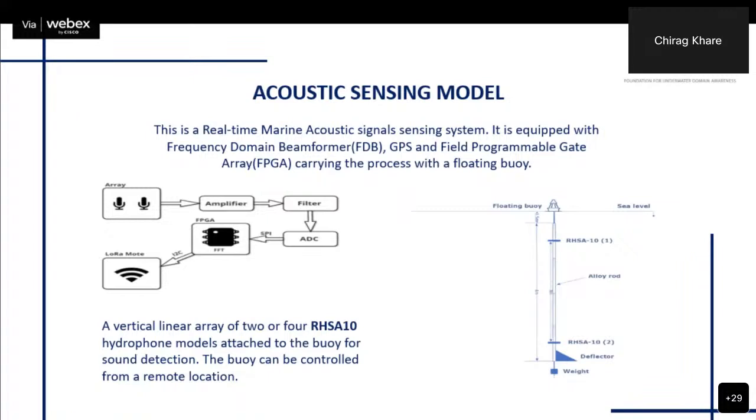That is, the array is connected to the amplifier, which amplifies the signal, and the filter, which filters the signal, which is then connected to the ADC for analog to digital conversion. And then through the FPGA, we receive the measured values of the sound signals. Here, a vertical linear array of 2 or 4 RHSA10 hydrophone models is attached to the buoy for sound detection. The buoy can be controlled from a remote location.